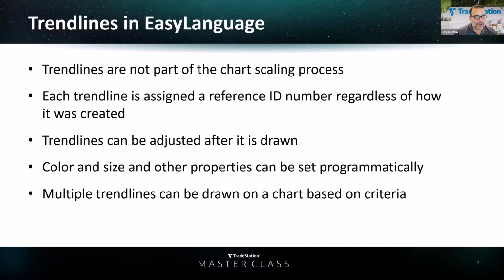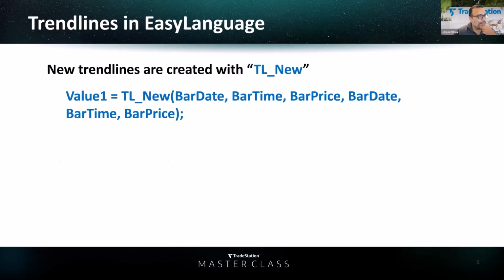Multiple trend lines can be drawn on a chart based on criteria. And this is what you need to remember when it comes to creating trend lines. This is the syntax, the EasyLanguage code that you need to use in order to create a trend line inside of an indicator or inside of a strategy. The reserved word is TL_new.